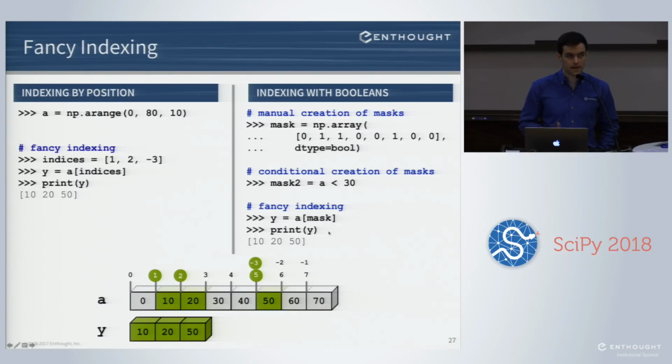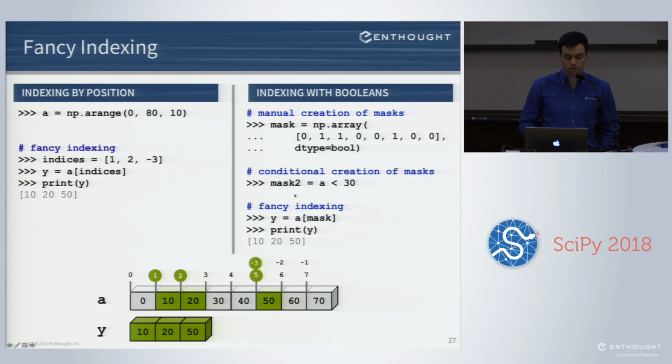So the requirement is that this mask has to be Boolean and has to have the same number of elements, basically the same shape, as that array. So here that array has 8 elements, and that mask must also have 8 elements.